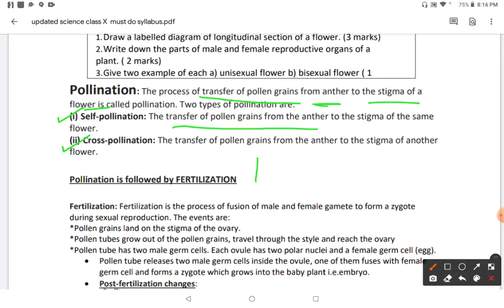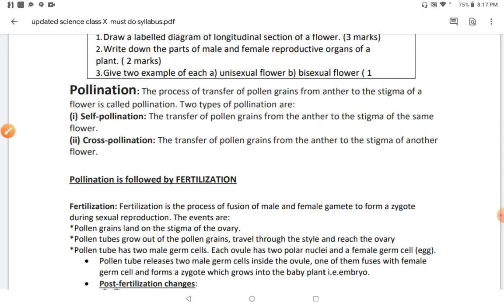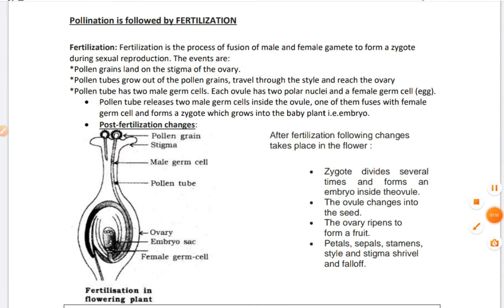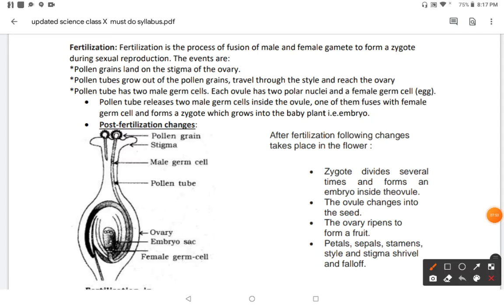If one flower is here, one flower is there, and pollen grains come to the stigma of the female, that is called cross pollination, because different flowers, unisexual flowers, are there. And after pollination, fertilization takes place in the flower. Fertilization is the process of fusion of male and female gamete to form a zygote.